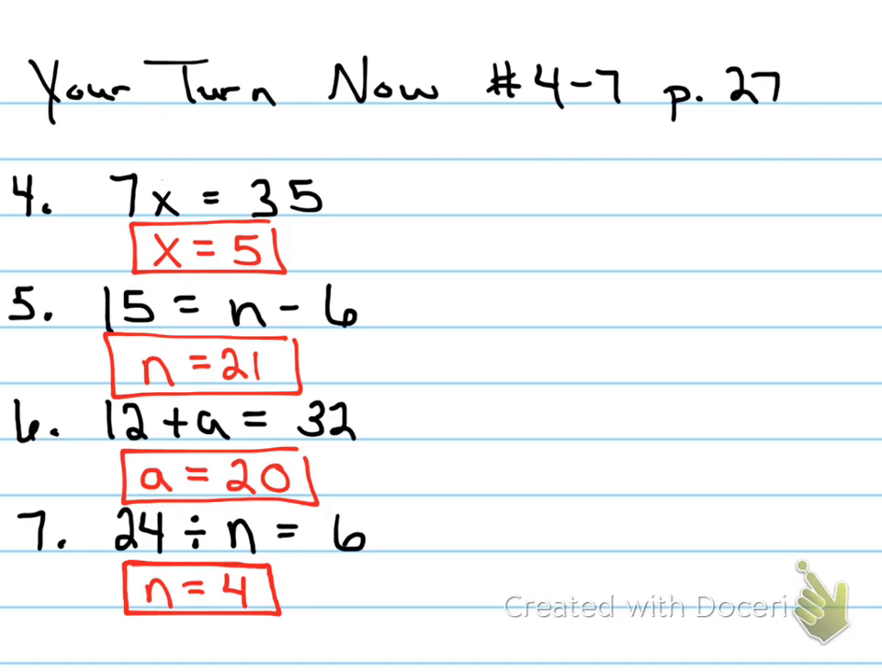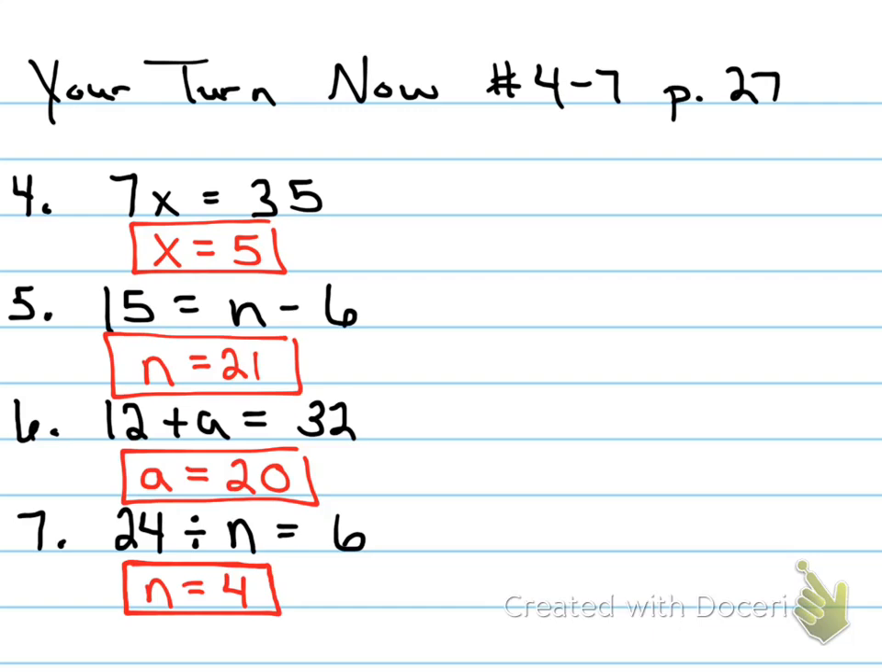On number 6, 12 plus what number equals 32? All right, well, I'm adding, so I can do the opposite. So 32 minus 12 is 20, so a equals 20. Do you see what I'm doing there? Now, number 7, the trick doesn't work, and why not? Why doesn't the trick work on number 7?